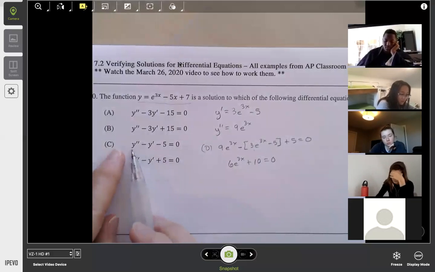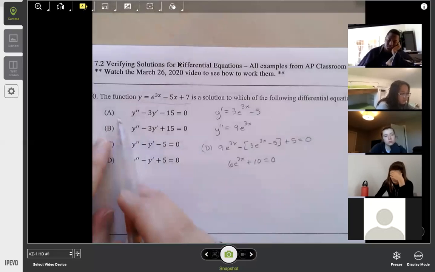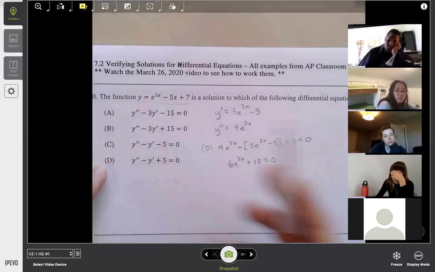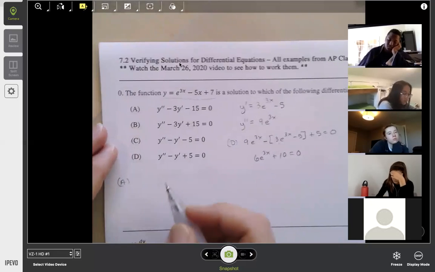That's not working at all, right? Do you see why that means that C probably isn't going to work either? Because the only difference there is subtract 5 instead of add 5. So that's not going to work. So it looks like it's either A or B. So I'm going to need to multiply that y prime by 3, and I'm either going to add or subtract 15. So let's try A essentially.